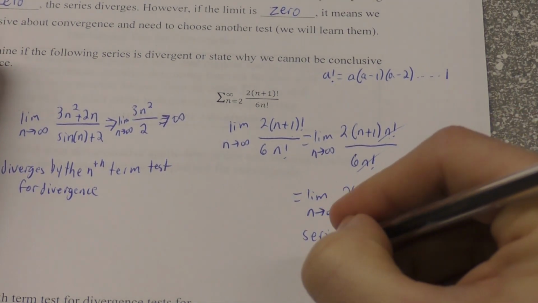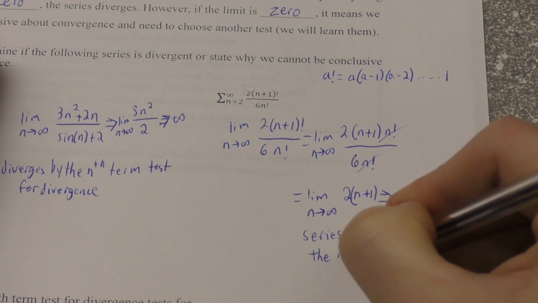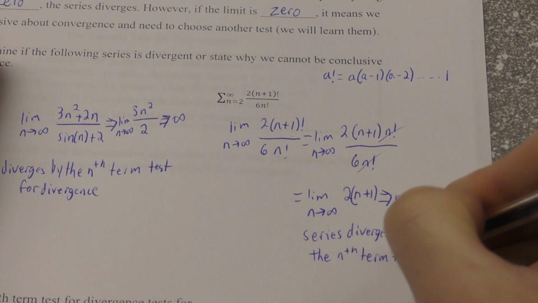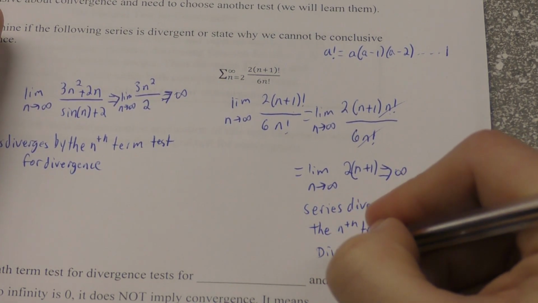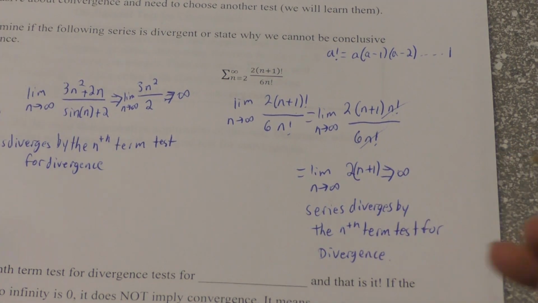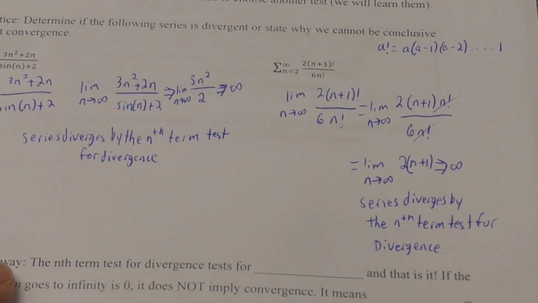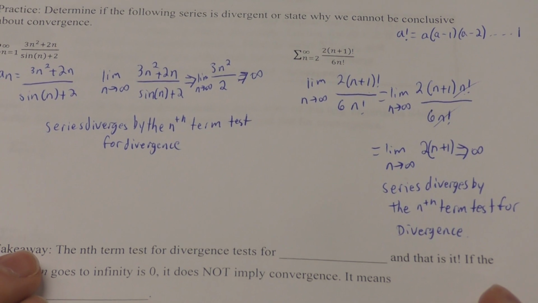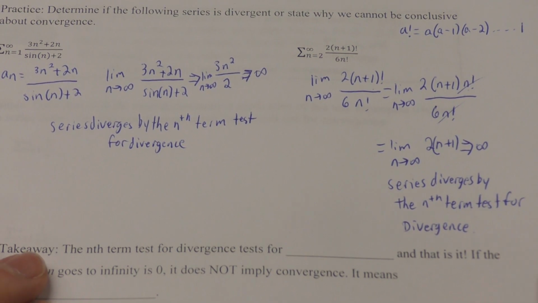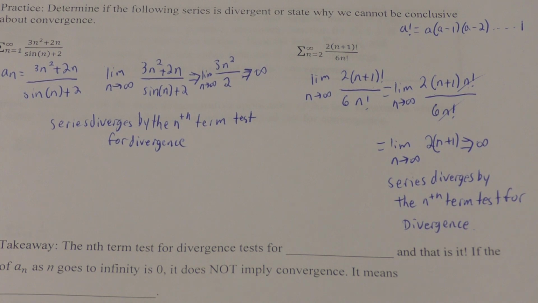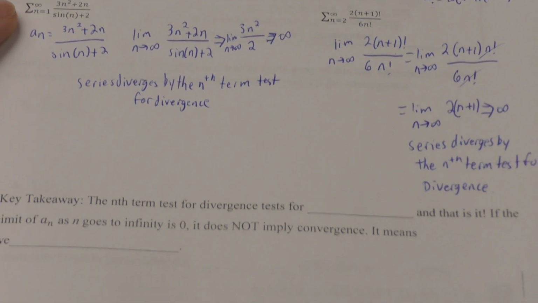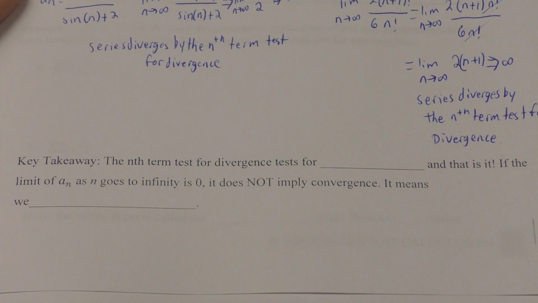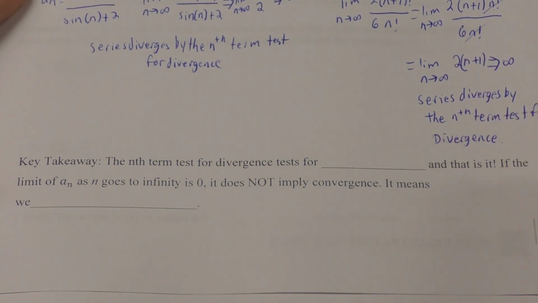by the nth term test for divergence. All right. So there are 2 examples for us to see that use the nth term test for divergence. Some key takeaways here that I want us to take from this. 1, the nth term test for divergence tests for that.